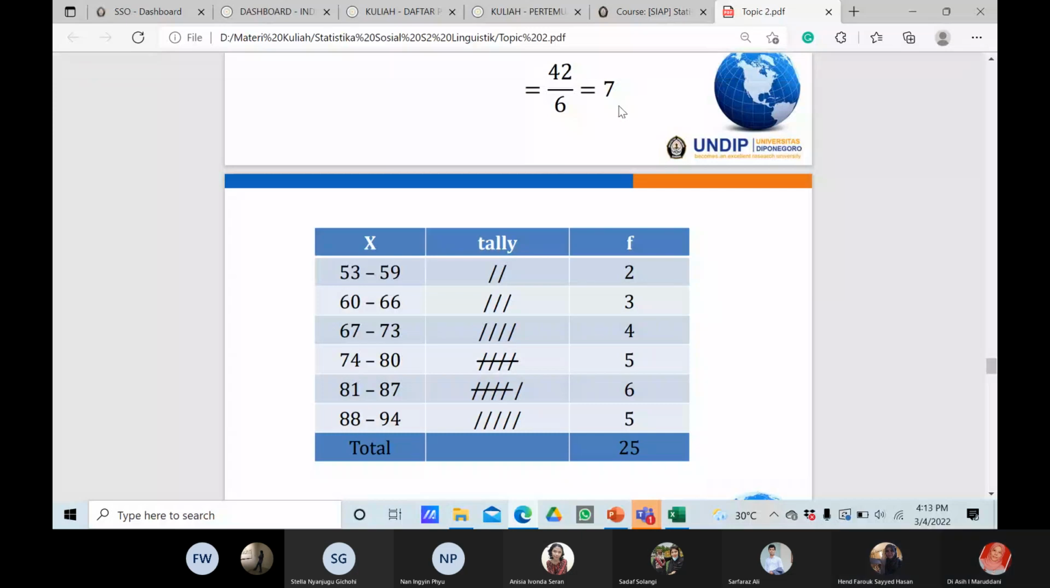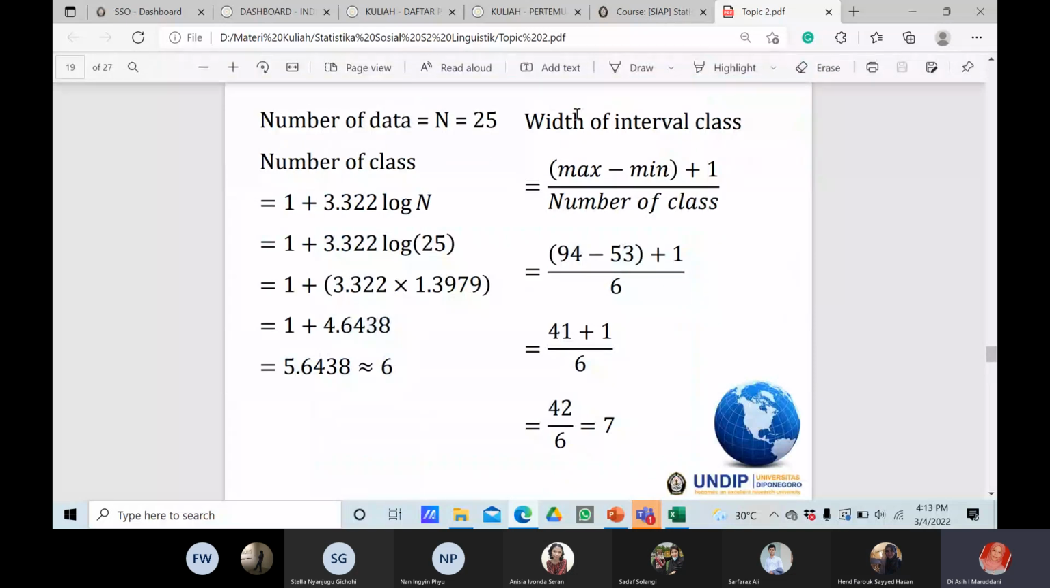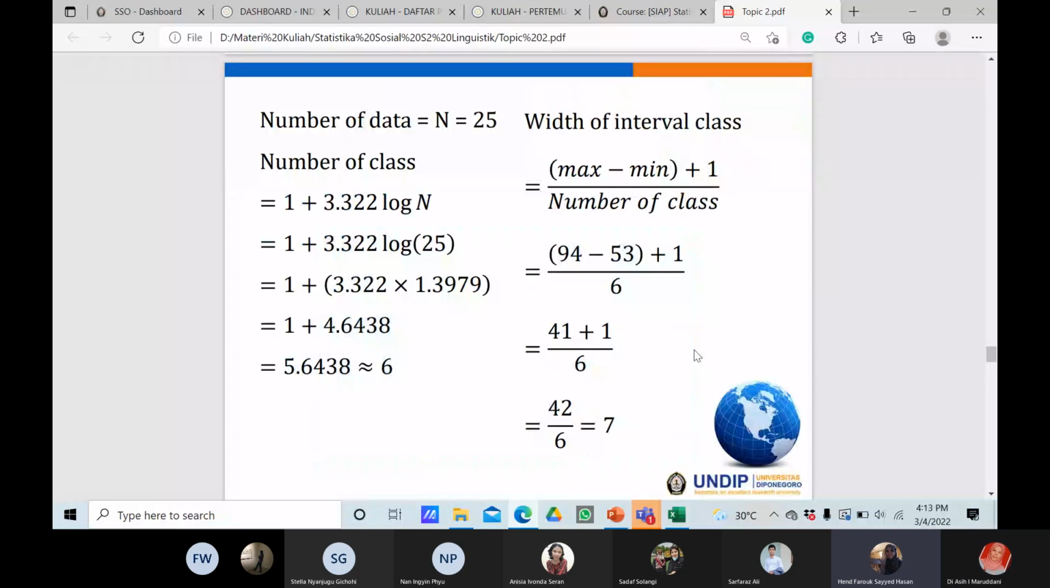You got this? Does it have a calculation? I mean, it should be calculated to know. It is. This is the calculation of the width of the interval class, using this formula. By number of data, we mean the number of students. By width of interval class, we mean the maximum grade minus the minimum grade plus 1, divided by number of students, right? No, not number of students. Number of class. Number of class is 6.